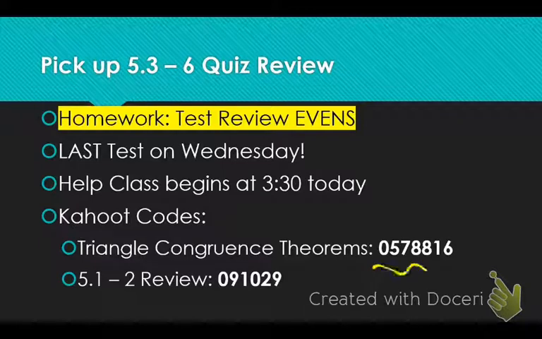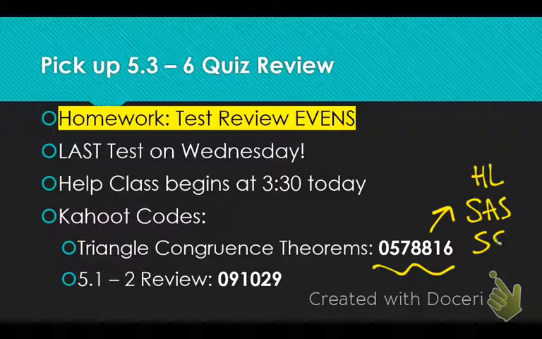This first one goes over congruence theorems. There are 5 congruence theorems. Can we name them? Hypotenuse leg. What else? Side angle side, side side side. What else? Angle side angle, and then angle angle side. So that first Kahoot goes over those 5 theorems.